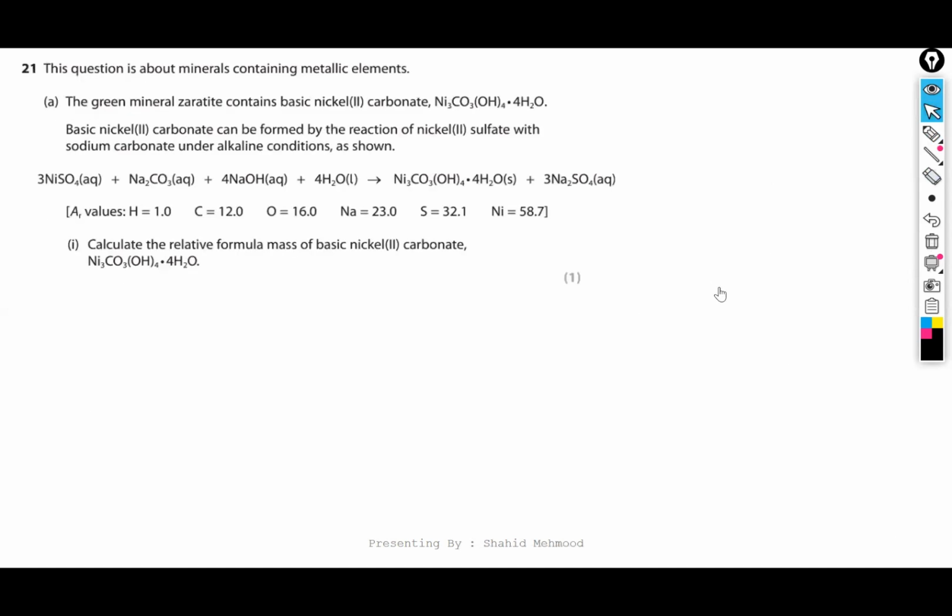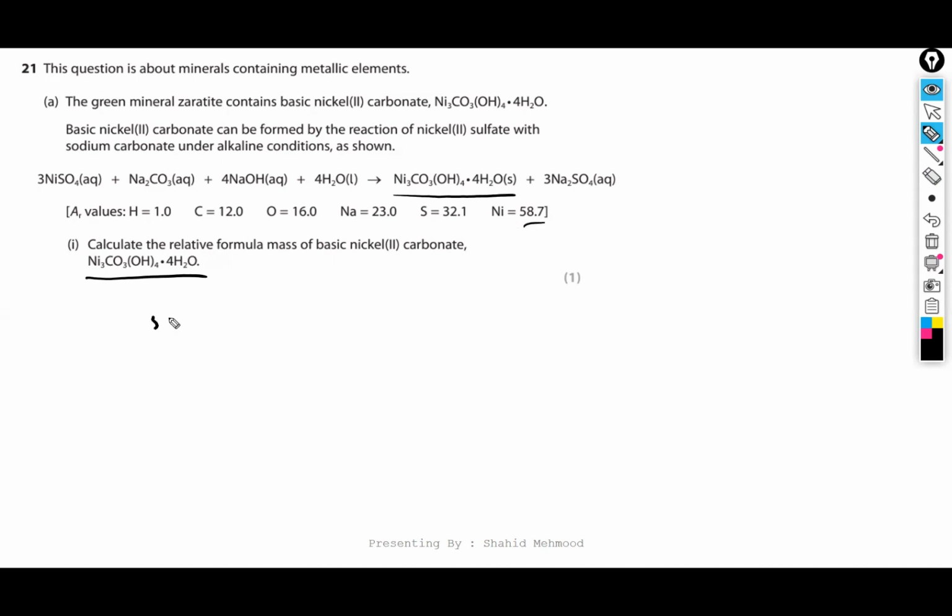Now, this question is given, question 21. This question is about minerals containing metallic elements. The green mineral zaratite contains basic nickel 2 carbonate. The formula is given. Basic nickel 2 carbonate can be formed by the reaction of nickel 2 sulfate with sodium carbonate under alkaline conditions as shown. Atomic masses are given. The first question is: calculate the relative formula mass of basic nickel 2 carbonate. So this is the basic nickel 2 carbonate. The formula is again mentioned here so that the student shouldn't be confused, but it is one more question, so you will not waste that much time.